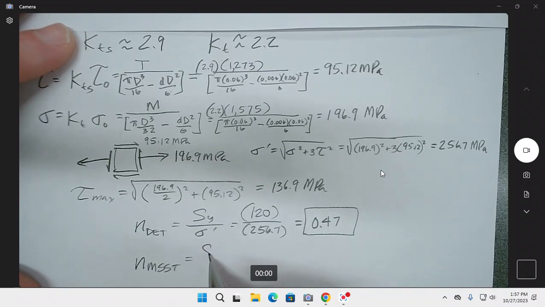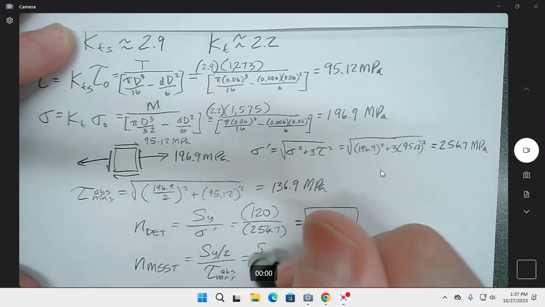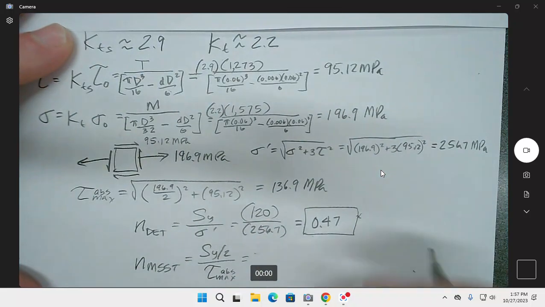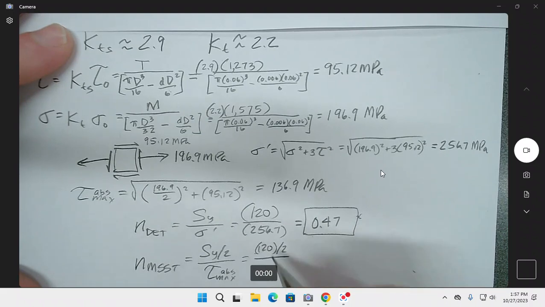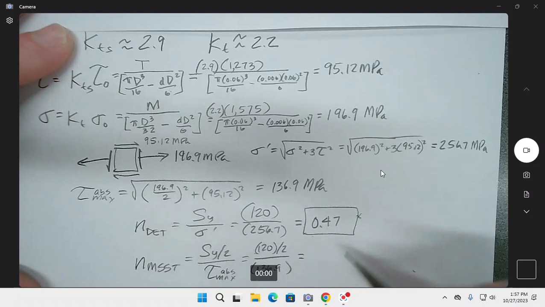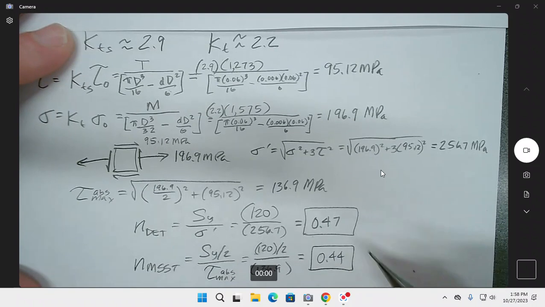Maximum shear stress theory, take it divided by 2, divided by the maximum. And sometimes we should probably say the abs max. Just to remind ourselves, there is a scenario that exists in which we would under-predict, which is a dangerous thing, if we only used one more circle. We need to use all three and find the absolute maximum. So here's 0.44, so it'll be less.